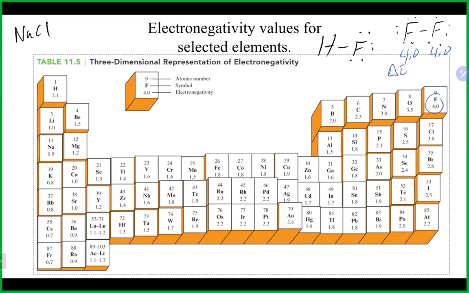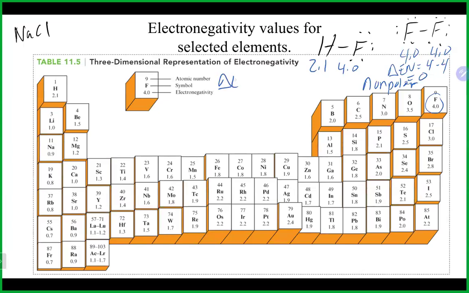When I do the difference in electronegativity, that is 4 minus 4, which is 0. That is obviously between 0 and 0.4, which tells me this should be a nonpolar bond. It could also be labeled a pure covalent bond because the difference is 0 as well. If I go here for hydrogen, hydrogen is 2.1. Fluorine is 4. Once again, I'm just going to take the larger number minus the smaller.